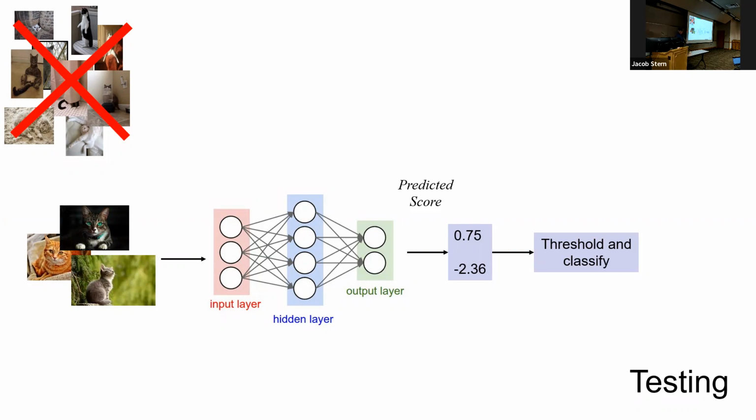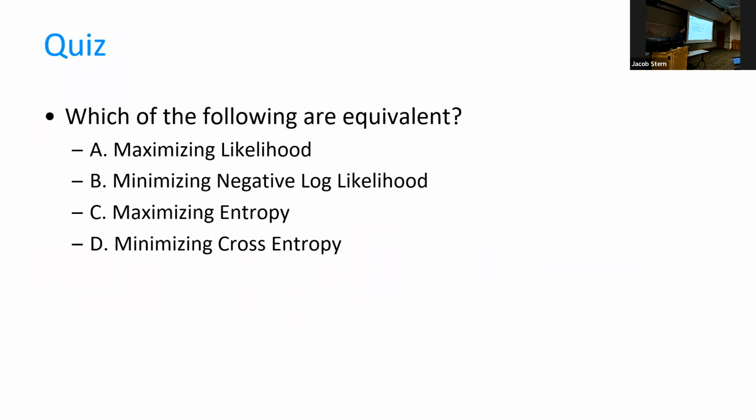All right, we're going to do a quick quiz before we go. Which of the following are equivalent? So is A equivalent to B? Yes. Are A and B equivalent to C? No. Are A and B equivalent to D? Yes. So A, B, and D is the correct answer.